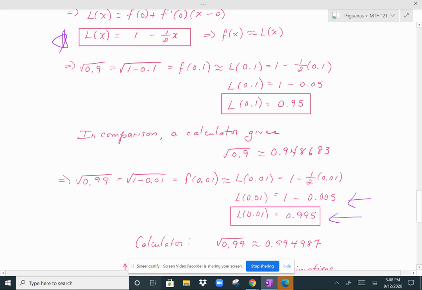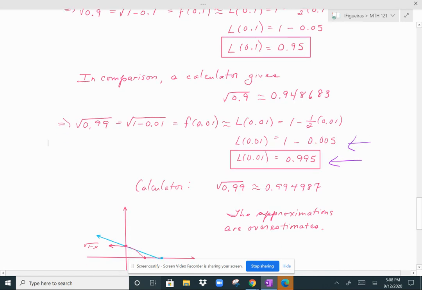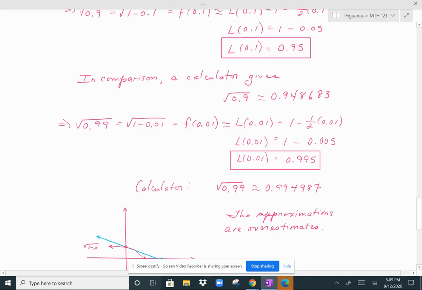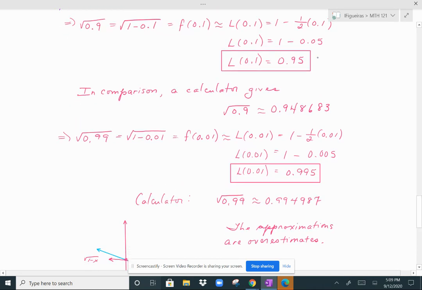Okay, but if I compare this to what the calculator says, again, just putting in 0.99 and taking the square root, it gives me 0.994987. Again, pretty good approximation by using the linearization without requiring technology to compute that. In both cases, both the 0.9 and the 0.99, the linearization was slightly higher. So the approximations are overestimates.